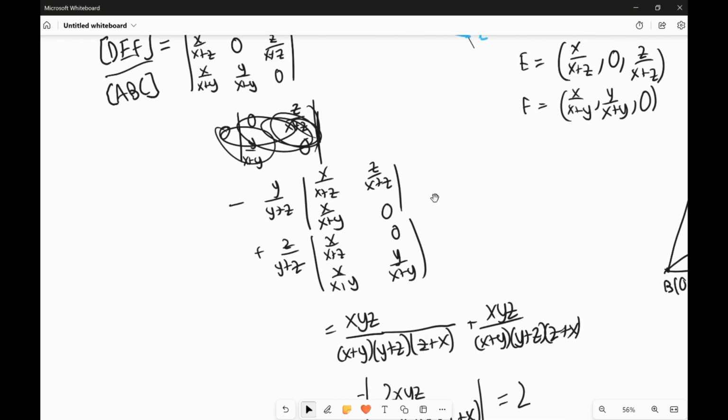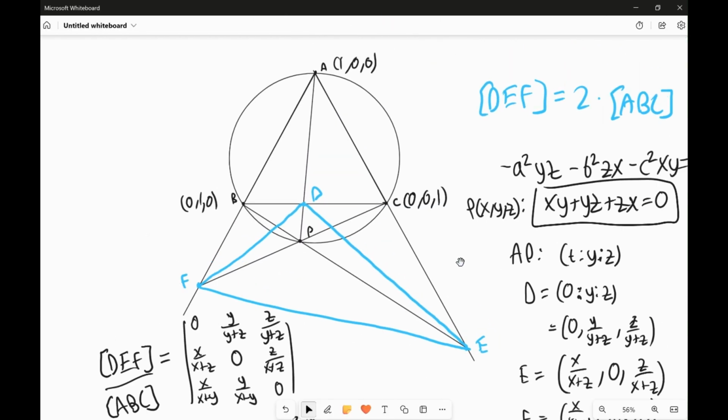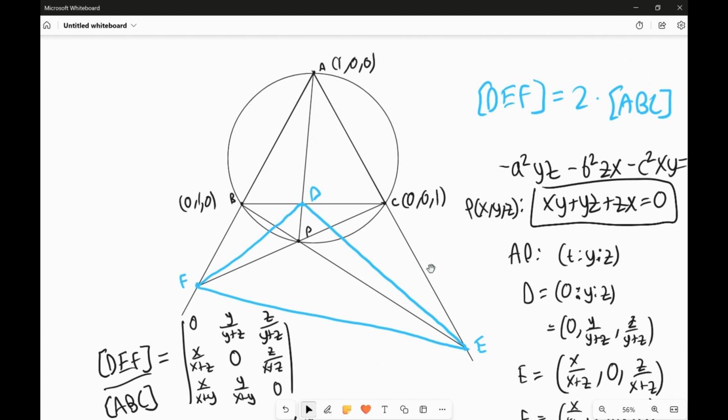So this is one of many problems that end up getting trivialized by barycentric coordinates, as we saw here. With the area formula and determinants, we were able to prove that DEF over ABC is equal to 2. And that solves JMO problem 3, which is one of the hardest problems on the test. So thank you so much for watching. I hope you enjoyed.